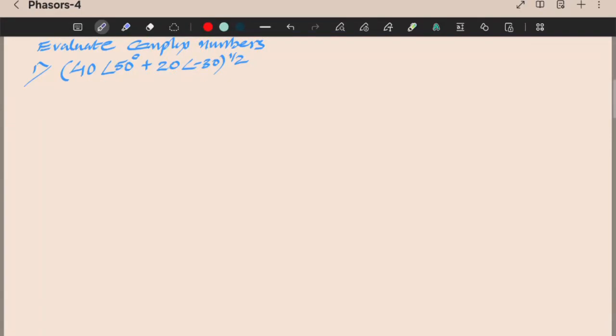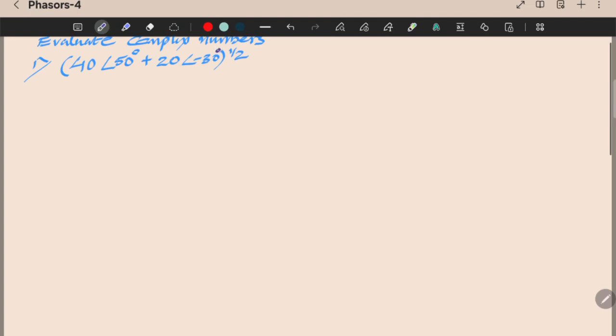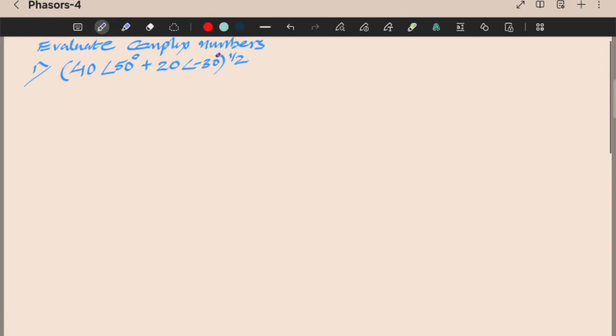In this video, we will see how to evaluate this complex quantity, that is 40 at an angle of 50 degrees plus 20 at an angle of minus 30 degrees, and the sum of these two we have to take, then the square root of that one. In order to solve this one, we have to follow some rules.